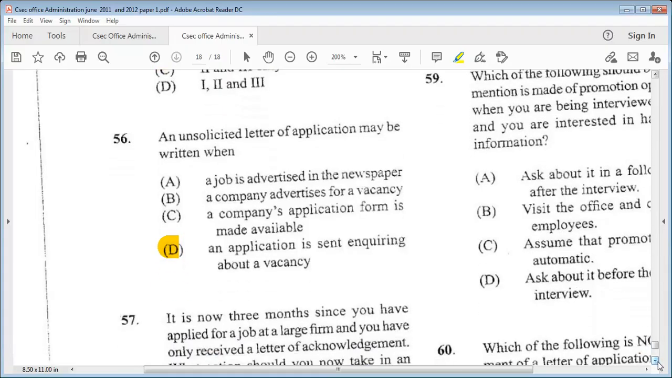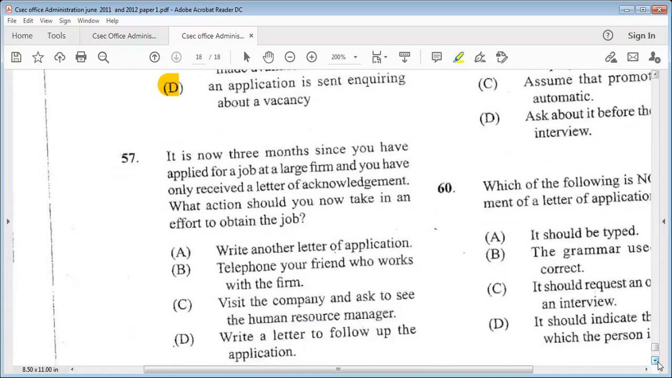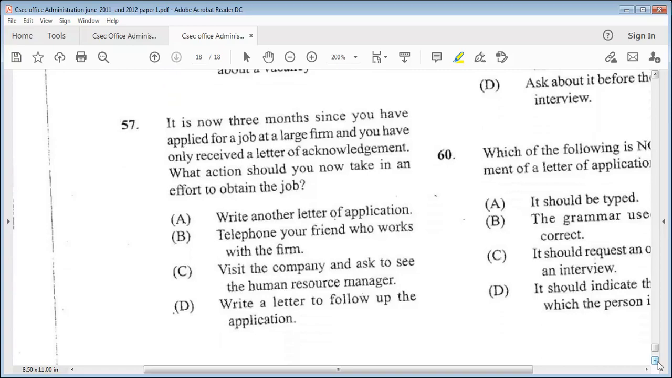Let's go on to number 57. It is now 3 months since you have applied for a job at a large firm and you have only received a letter of acknowledgement. What action should you now take in an effort to obtain the job? A. Write another letter of application. B. Telephone your friend who works with the firm. C. Visit the company and ask to see the human resource manager. Or D. Write a letter to follow up the application. Our answer would be D. Write a letter to follow up the application.